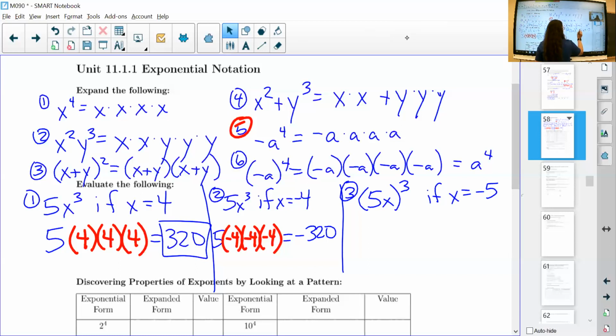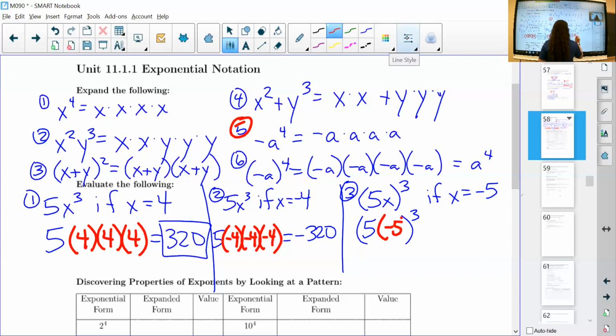So I'm going to multiply this first. Take my 5 times my negative 5 before I start cubing anything. I have negative 25. Parentheses are still there, still very important. And I'm going to cube negative 25. When I do that, I know negative 25 squared is going to give me 625.